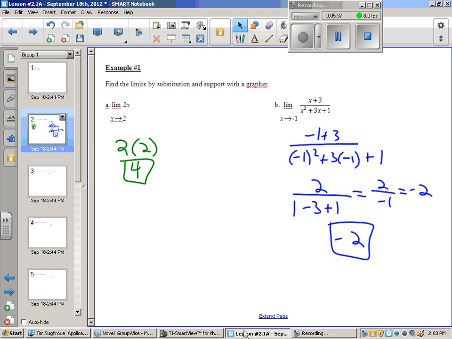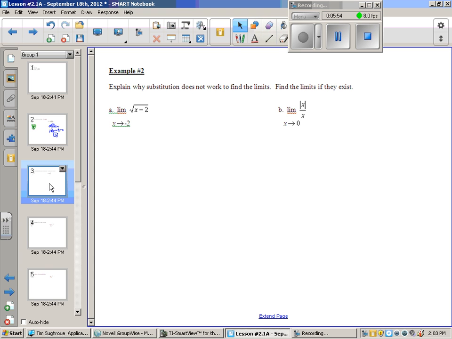So when you're taking a limit, and you're looking at it graphically, that's what you're looking for. You're looking for what is the value that you're approaching, what y value are you approaching as x approaches a certain value from the left and from the right. If you look at something like this, it says explain why substitution does not work to find the limit, and then find the limits if they exist. On these two examples, neither one of them will work.